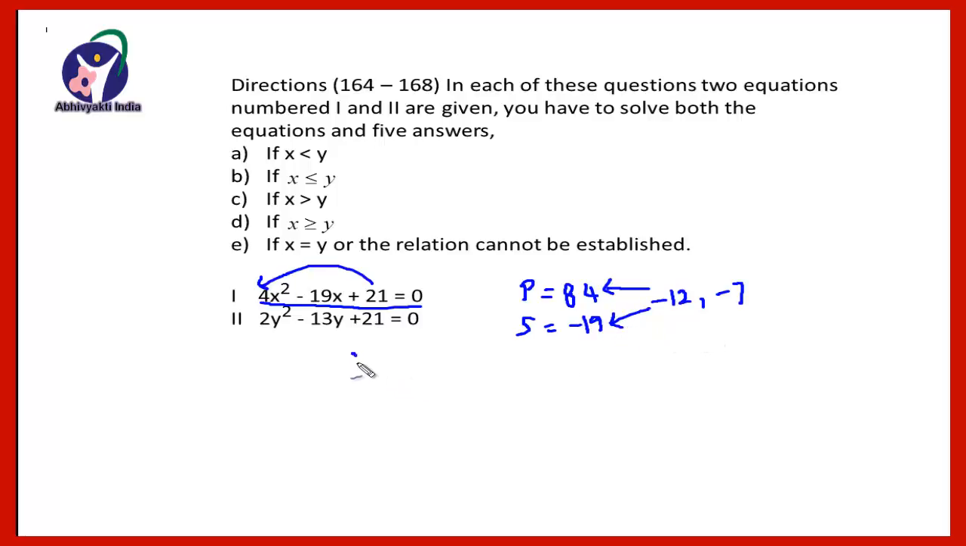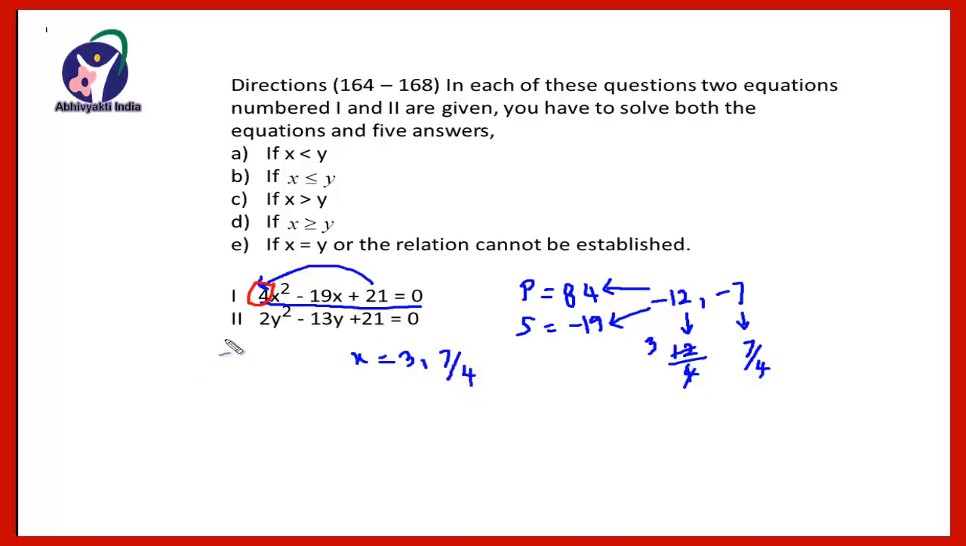To find the value of x, we change the sign, so this will become 12, and we divide by the coefficient of x square, that is 4 here, so divide by 4. So 4 3s are 12. So x is equal to 3. Next value, minus 7 will be plus 7, so it will be 7 by 4. So another value will be 7 by 4.